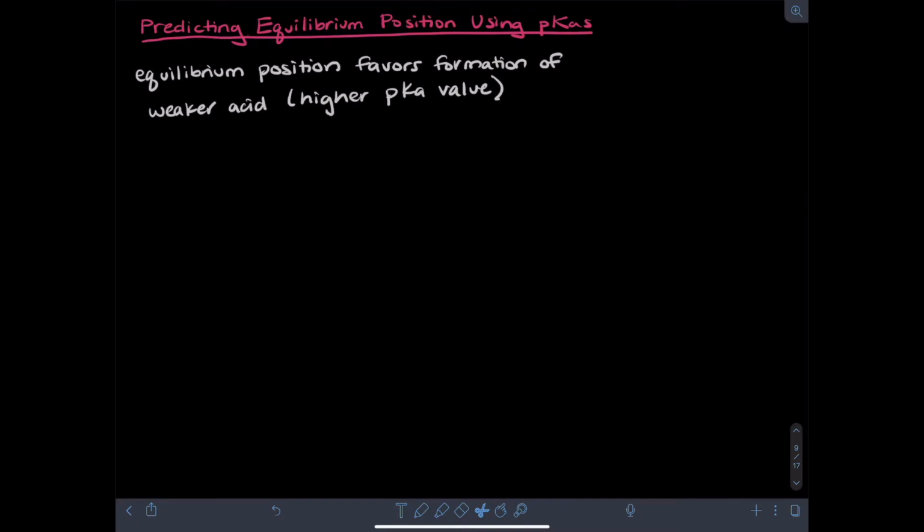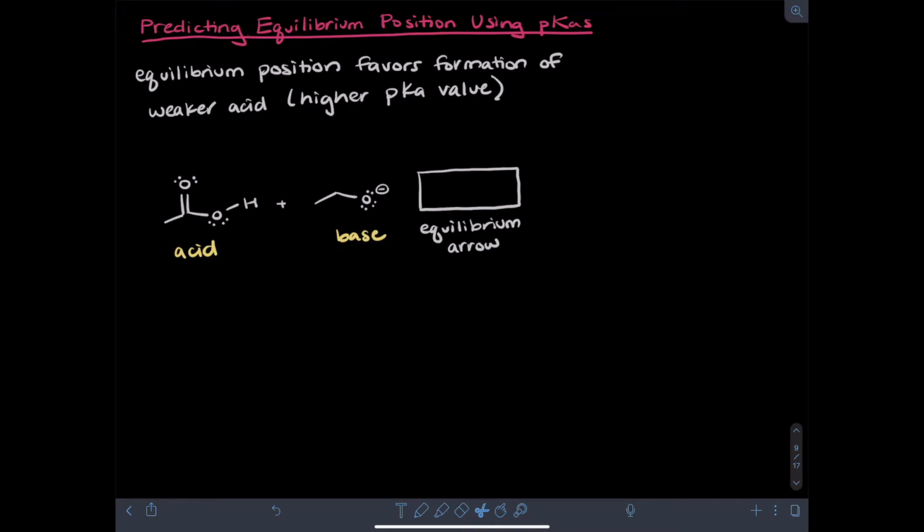Another thing we can do is look at a set of reactants and products to predict which is favored using pKa values. And the equilibrium position, or side that's favored, is the one with the weaker acid, or the higher pKa value. So let's look at the following acid and base. My acid is a carboxylic acid, and my base has an oxygen with 3 lone pairs and a negative charge. I'm going to draw my curved arrow mechanism.